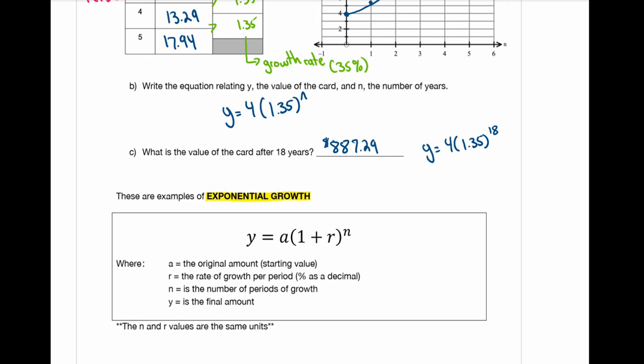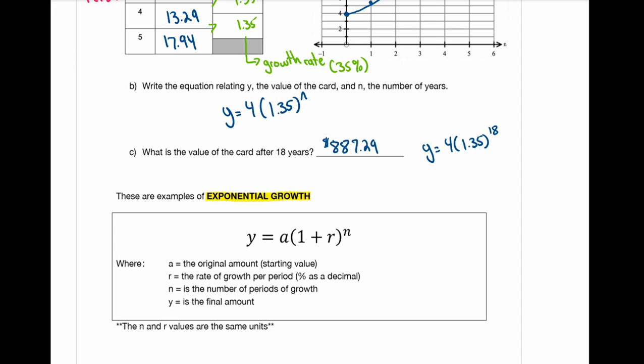So everything that we looked at is an example of exponential growth. It's different than linear and quadratic. Exponential growth grows rapidly at a very fast rate, and that rate would be our growth rate. So the general formula for exponential growth is y equals a, which is the original amount or the starting value, times 1 plus r. R is the rate of growth per period, and it's basically the percent as a decimal.